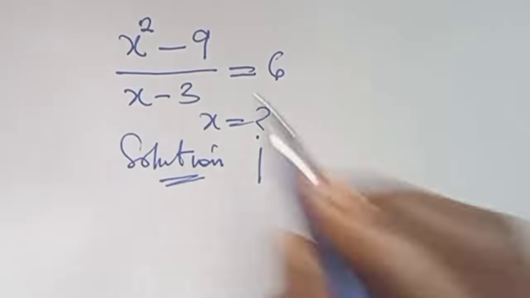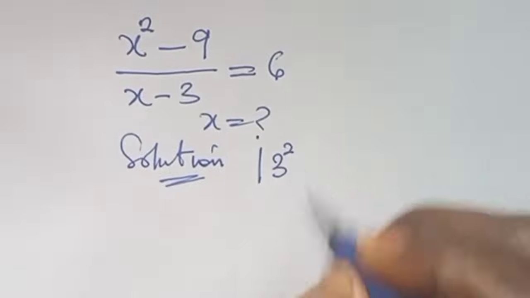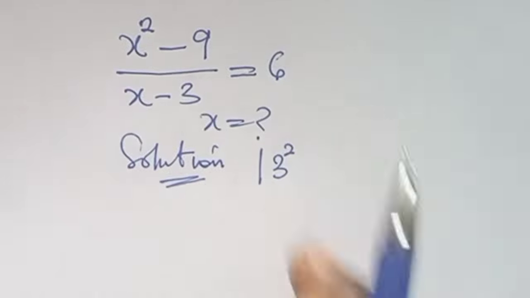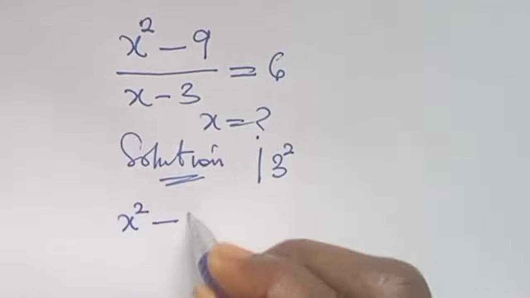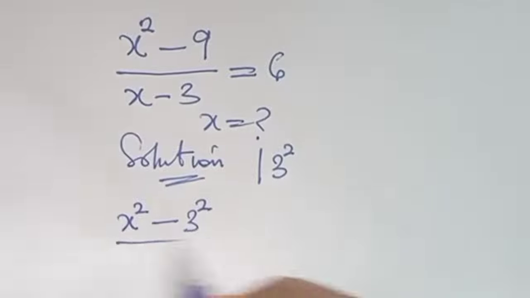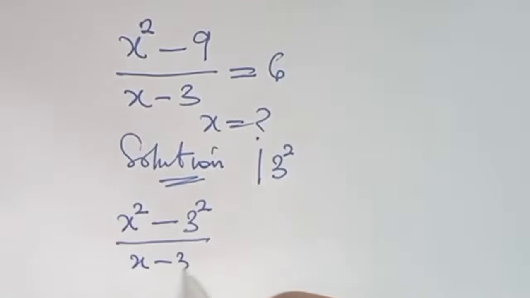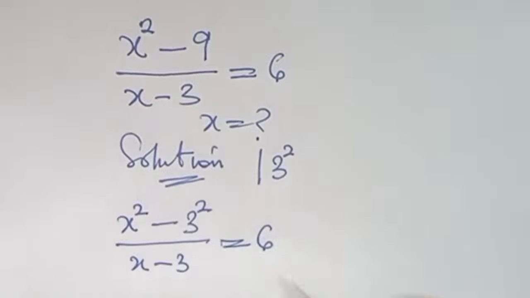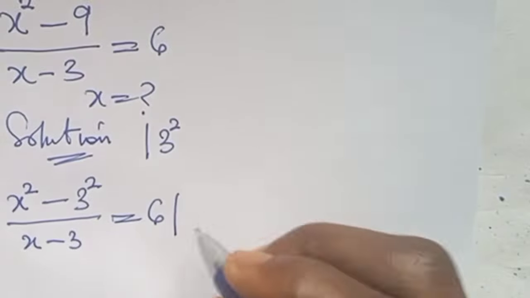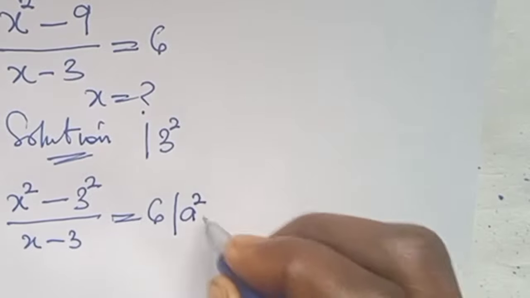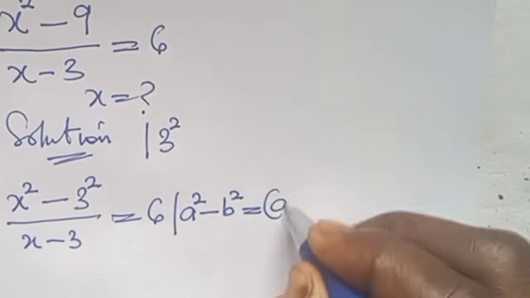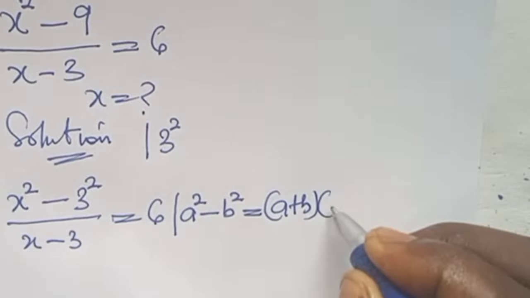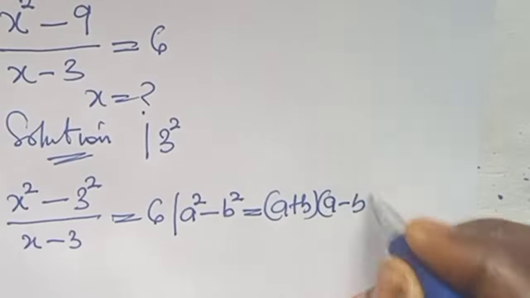Recall that 9 can be written as 3 to the power of 2. So we're going to replace it here so that our equation becomes x to the power of 2 minus 3 to the power of 2 all over x minus 3, which equals 6. But a to the power of 2 minus b to the power of 2 is represented as a plus b times a minus b.